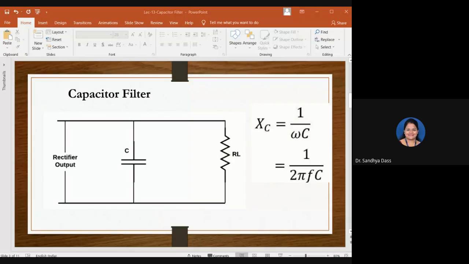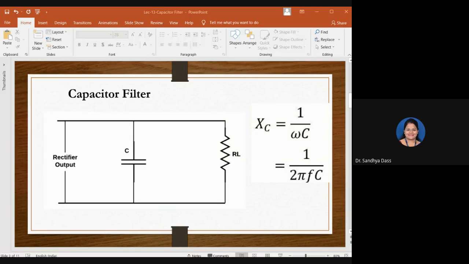Fine. So we were here. The capacitor filter circuit looks like this, wherein the capacitor will be connected in between the rectifier and the load, as you can observe here. The rectifier output will be connected to the capacitor, and the output you observe across RL, because capacitor and RL are connected in parallel. So the filtered output can be observed at the RL.